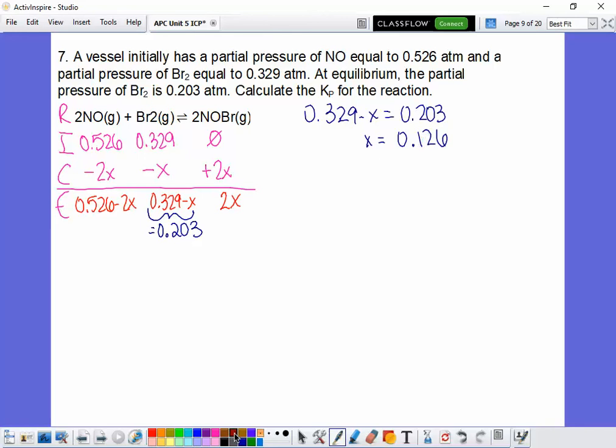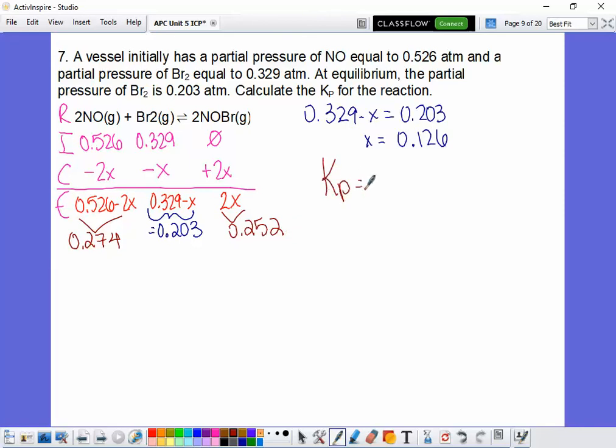All right, what do you get as the partial pressure of NO? Hearing different answers. So here you should get 0.274. And what do you get for NOBr? 0.252. All right, so now we're ready to plug these into our Kp expression, which we should write.